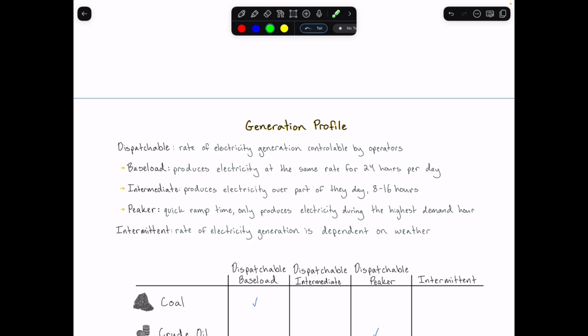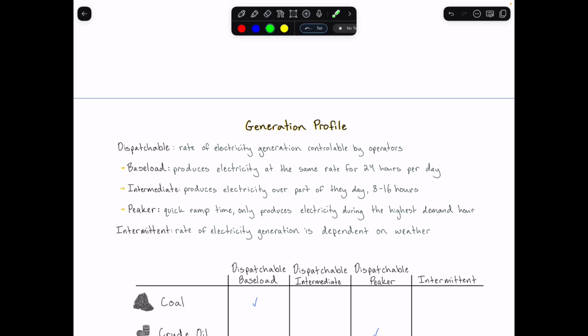Then there are the intermediate power plants, and they typically produce electricity over a part of the day, 8 to 16 hours roughly. And then there are the peaker plants. These are typically the most expensive plants, but they can very quickly ramp up their electricity production or very quickly ramp down. This is useful when there are big spikes in electricity demand from consumers. Peaker power plants typically only produce electricity during the highest demand hour of the day.